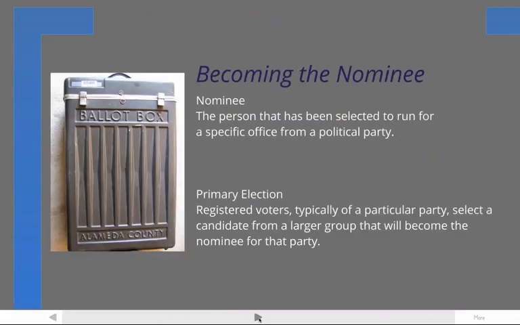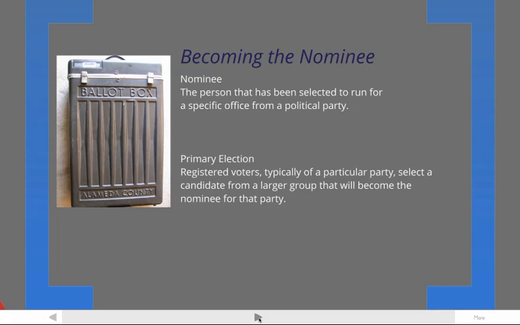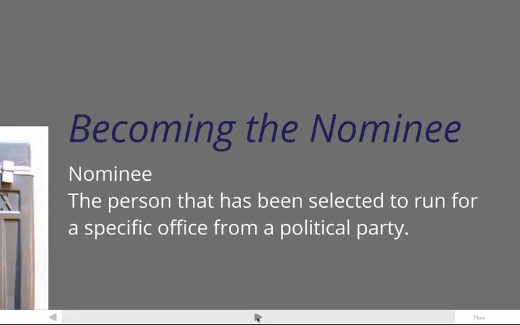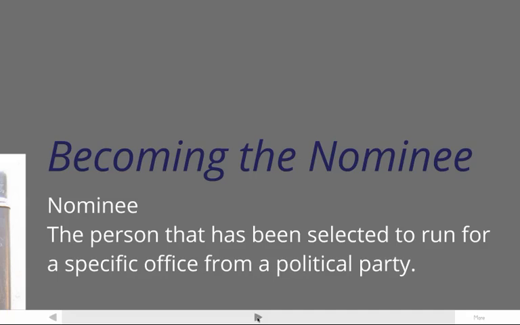Now, once you have your platform, you want to become the nominee for that office. And in order to become the nominee, you have to go through an initial process. But just to clarify things, a nominee is the person that has been selected to run for office from a political party. So oftentimes you'll have multiple candidates running to become the nominee for one specific office for a political party. So right now we have multiple candidates in the Republican Party that are running to become the nominee for the Republicans for president.